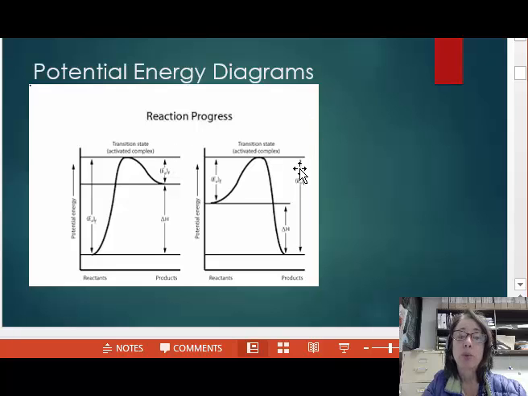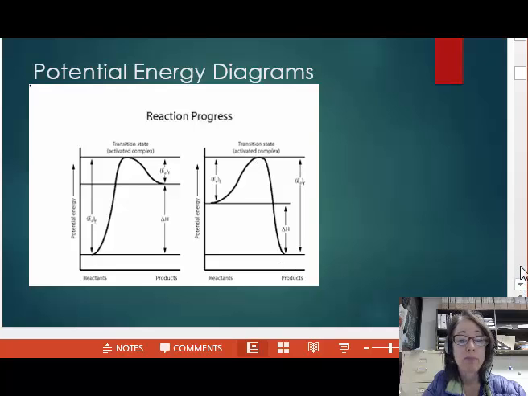The diagram on the right is an exothermic reaction, since the products have less potential energy than the reactants. The difference in energy between the reactants and the products is the enthalpy of the reaction. The difference in energy from the products up to the top of the hump is the activation energy of the reverse reaction, while the energy from the reactants to the top of the hump is the activation energy for the forward reaction.